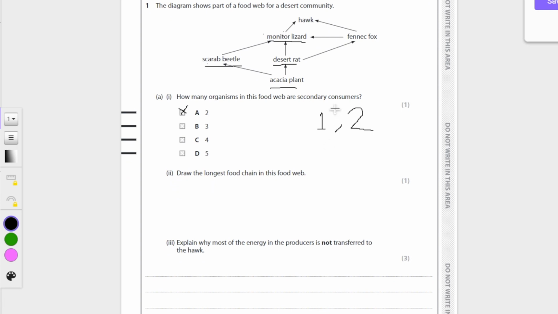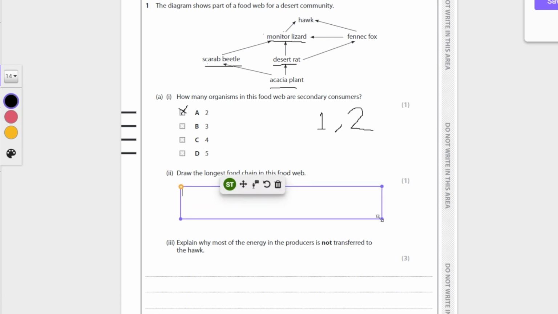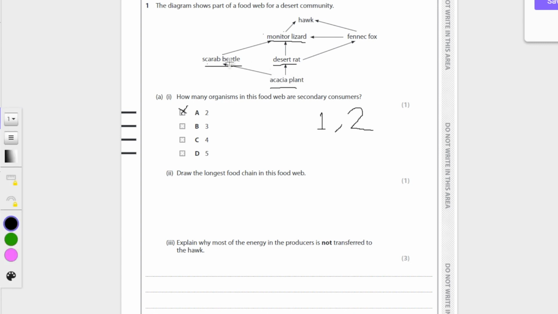Okay, now I want you to draw the longest food chain in the food web. So drawing a food chain is pretty simple. It's just going in one direction, going right. And you just find the longest chain. So you look where the most arrows lead from. So let's have a look. We can see acacia plant. Acacia plant goes to scarab beetle, goes to monitor lizard, goes to hawk. So this is 1, 2, 3 arrows. Okay, let's look for something longer.